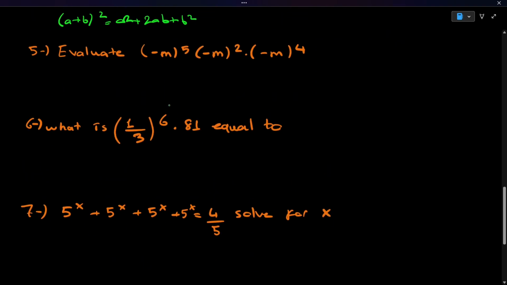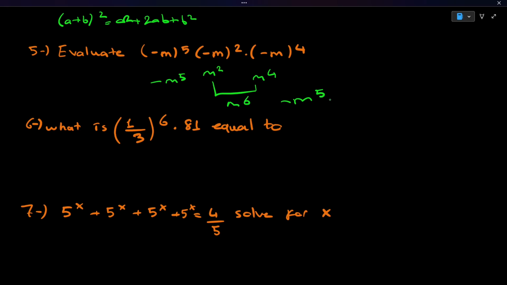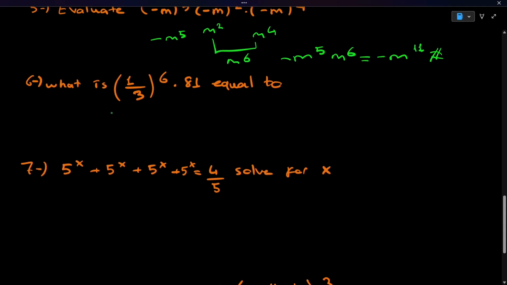Evaluate the given expression. Let's see what we can do. I see an m squared here, I see an m to the 4th power here, and there's a negative m to the 5th power. When I multiply these, I get m to the 6th power, so I need to multiply negative m to the 5th power by m to the 6th power, which gives me negative m to the 11th power.